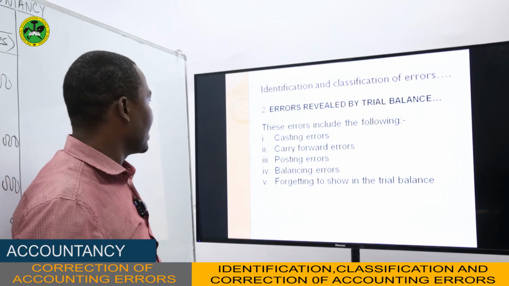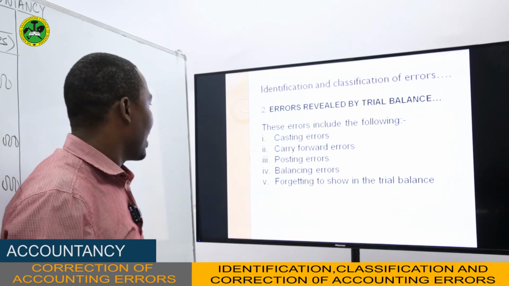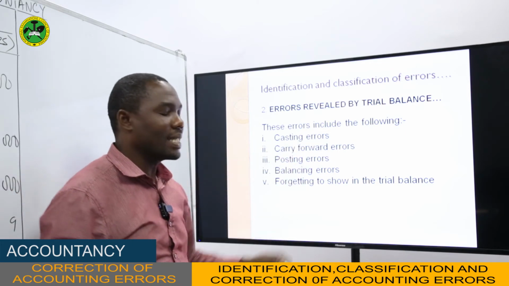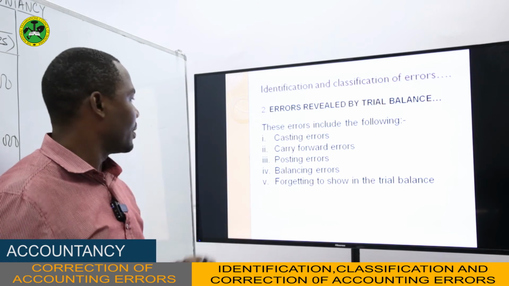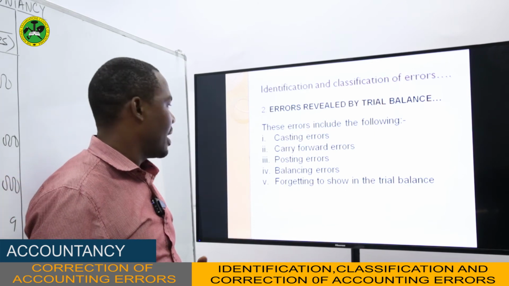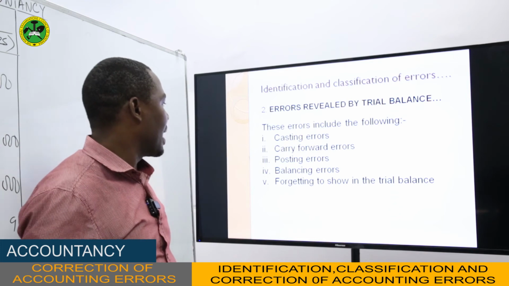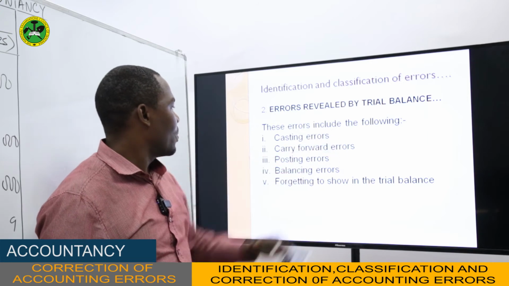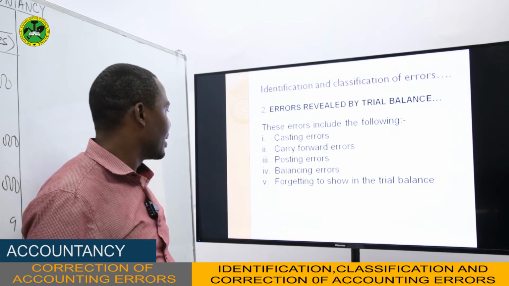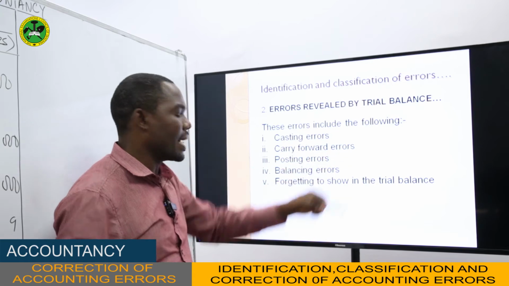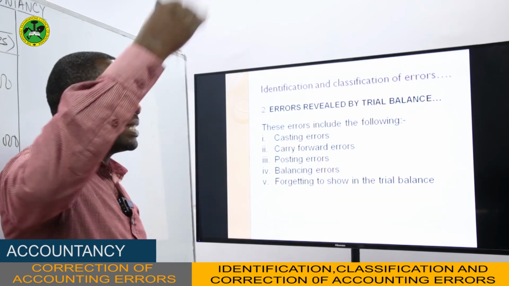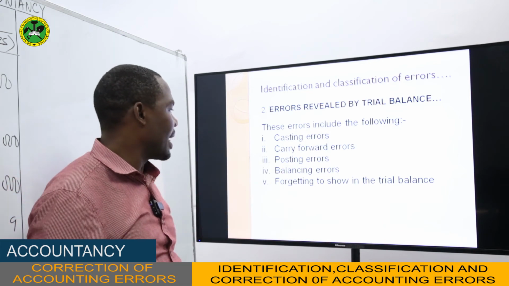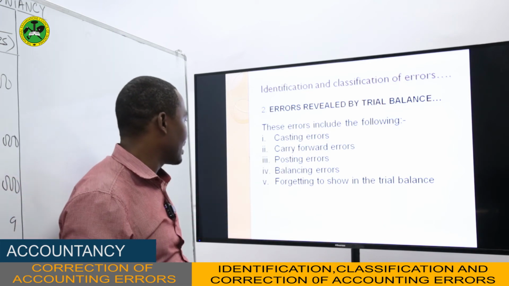So errors that are revealed by the trial balance are of the following natures. They include casting errors. When you are making a total in an account, if you make an error in totaling, it will make your trial balance disagree. We have carry forward errors, in carrying forward balances to the next accounting period. So if you commit an error, then your trial balance won't balance.